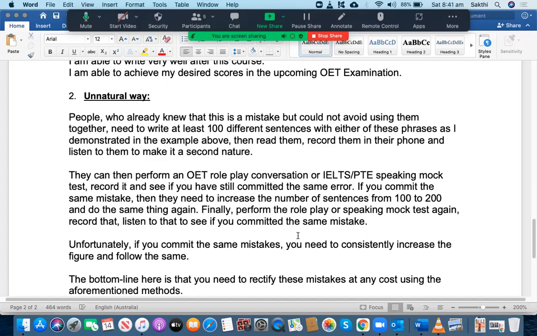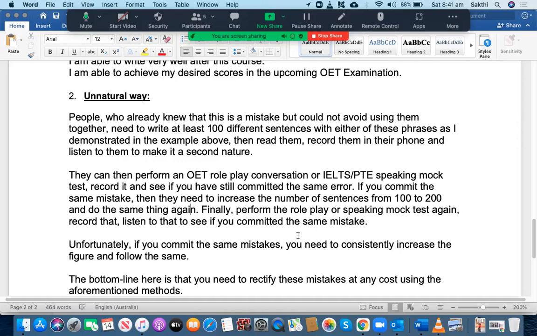See, I understand everyone commits some kinds of mistakes, including native English speakers. However, if you know the obvious mistakes, if you know that one sentence or one phrase is an error, it is better to avoid it. Okay, it is better to avoid. In any of these English examinations such as IELTS, OET, or PTE, we shouldn't expose our mistakes to the examiner or to the system. Do you understand? We shouldn't do that ourselves.